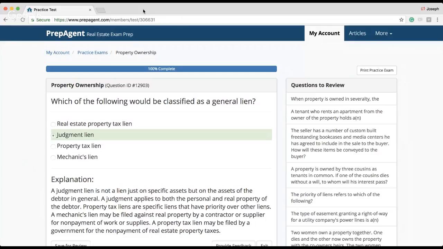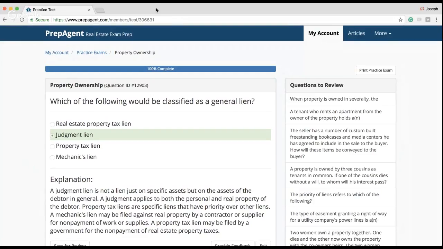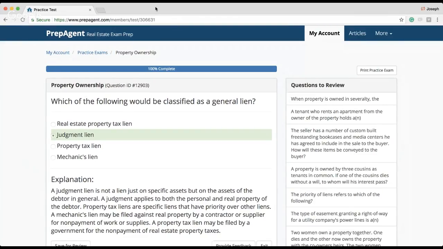Can you guys give me an example of a voluntary lien? What do you guys think? Good. Mortgage. I feel like when I do these sessions in the morning, people always answer much quicker. You guys are a little more awake and on it. Good job. So a mortgage.